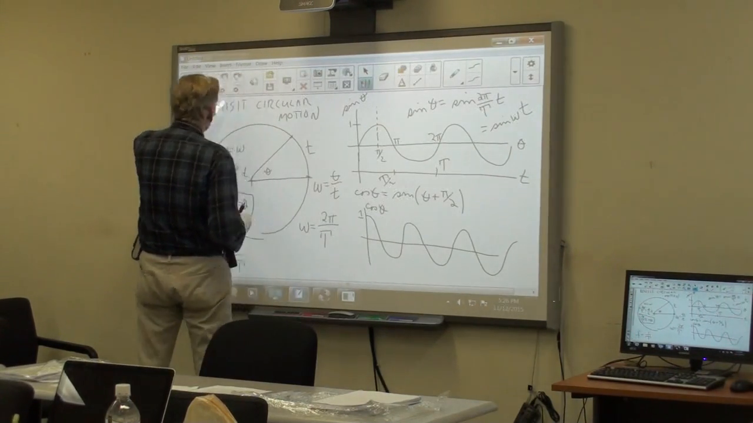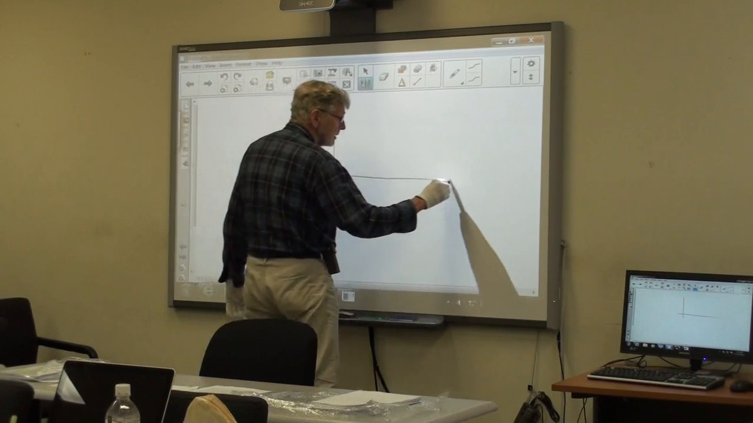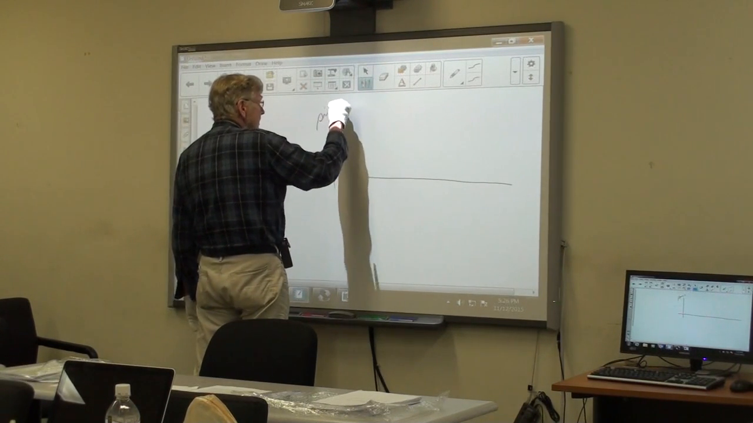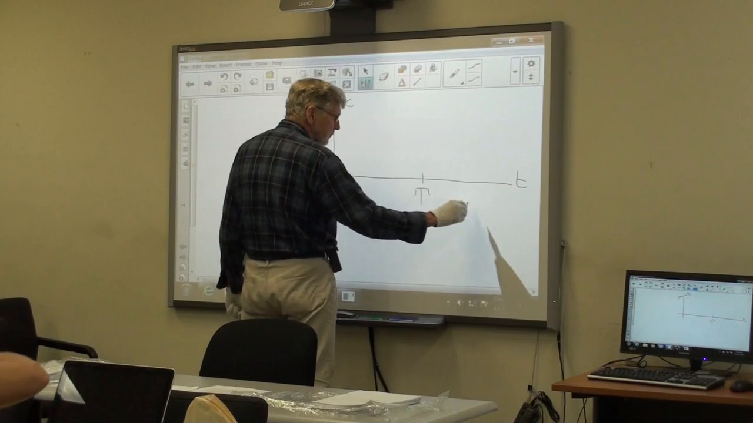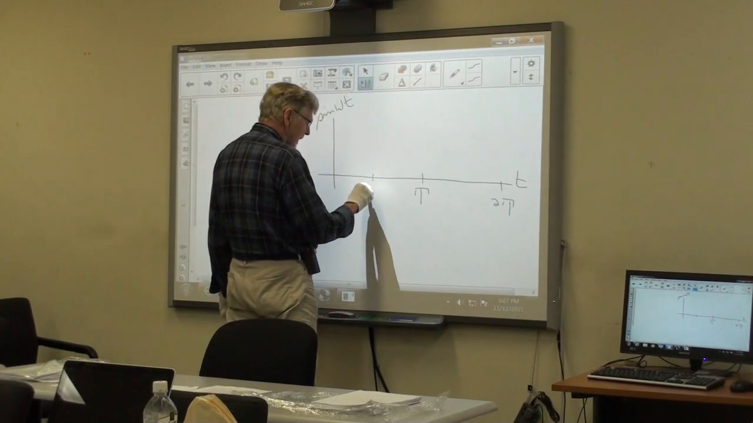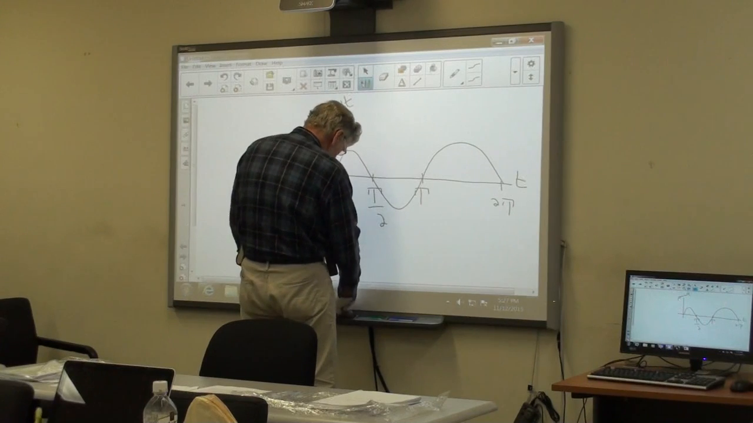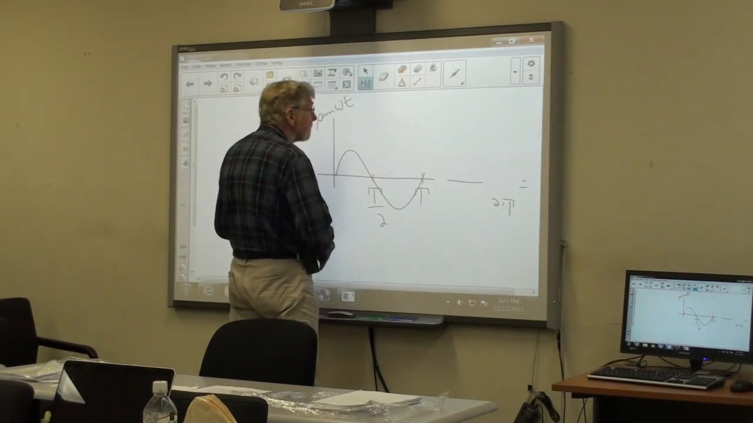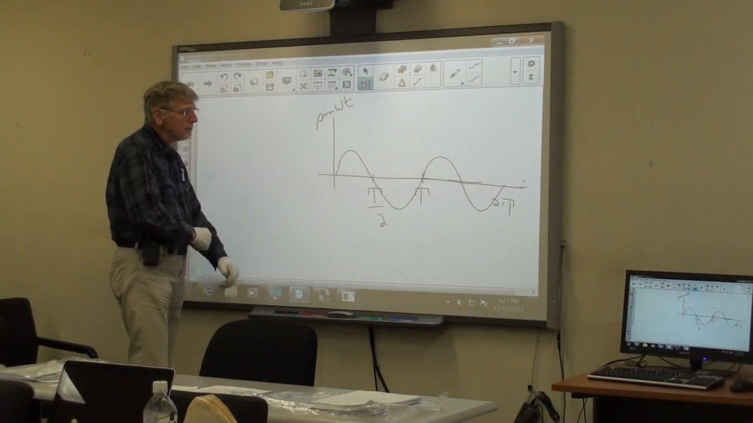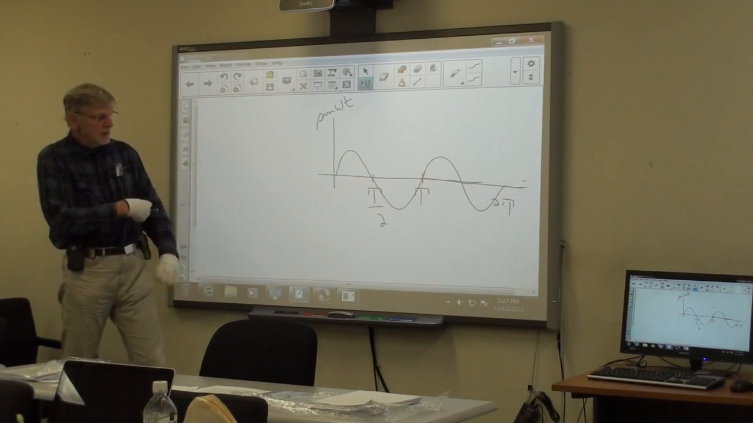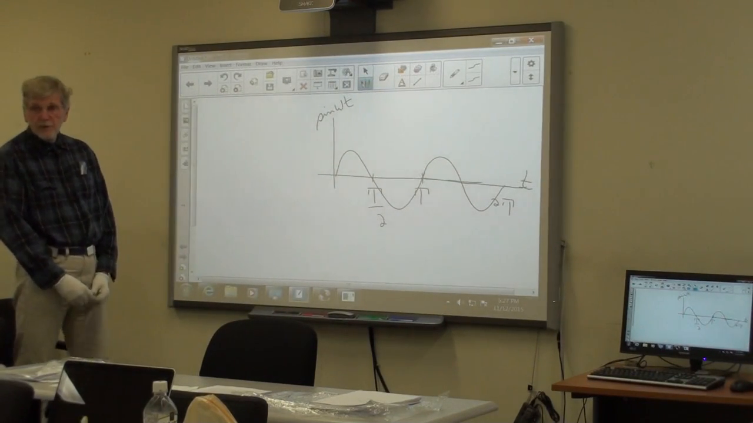So that means that we have these two new functions. We have the sine of omega t versus t, and we're going to measure it in units of capital T, capital T over 2. And lo and behold, it's going to be the same sine function. So this is our sine function where we track it as a function of time instead of a function of angle.